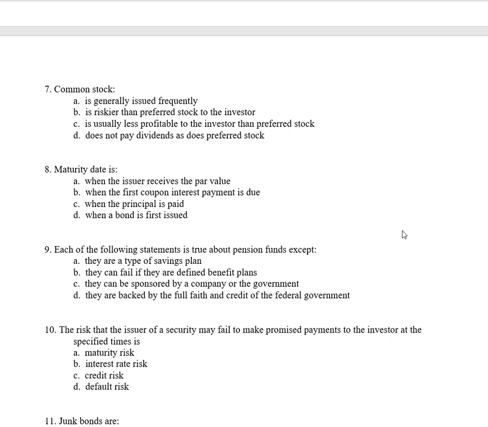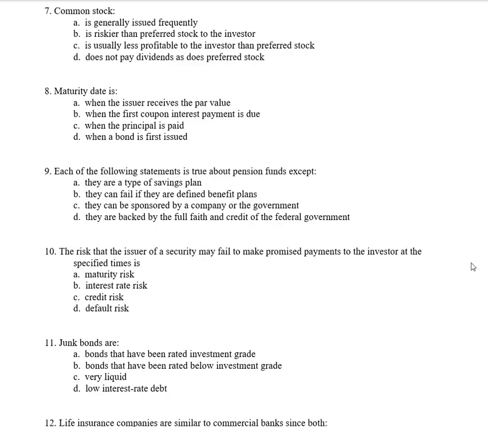Common stock does pay dividends, or it can pay dividends. It would just be further back in line if preferred stock is present. All right, number 8. Maturity date is, the correct answer is C, when the principal is repaid. A, several people picked that. That's when the issuer receives the par value.